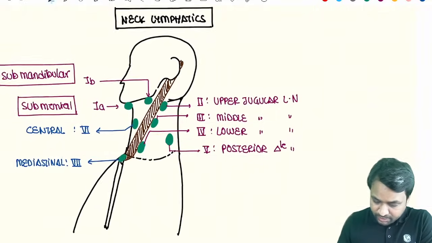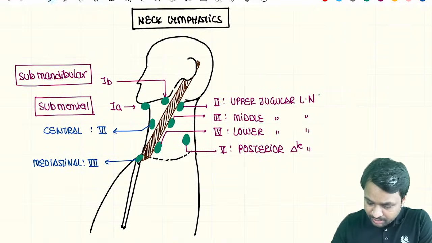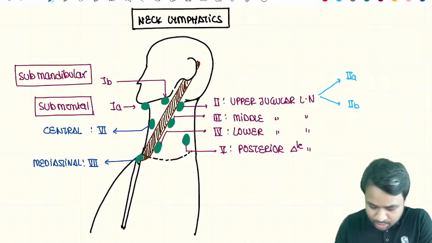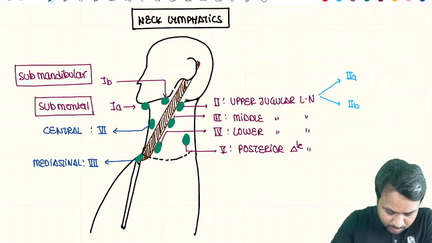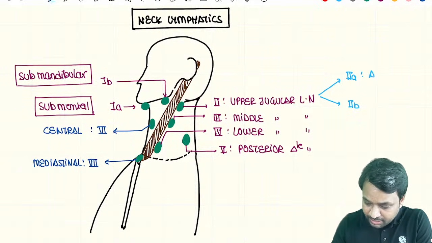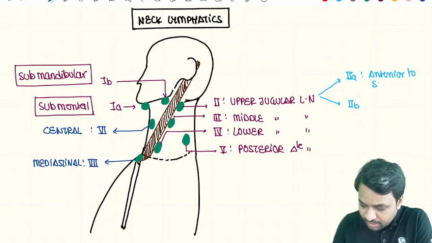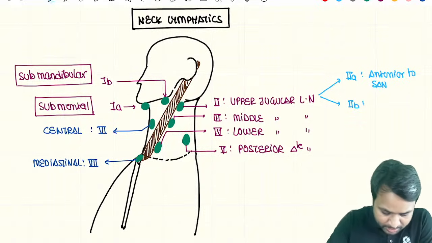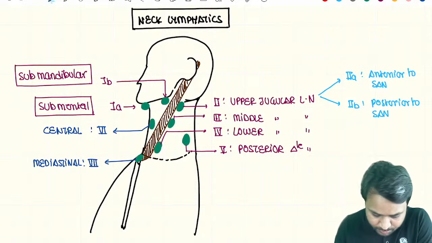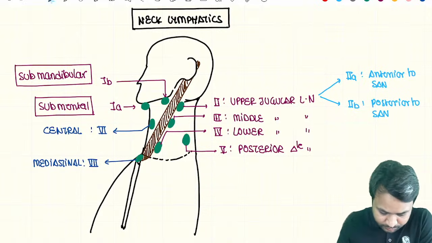Now the level 2 group of lymph nodes can be further divided into two subcategories, 2A and 2B. This division is on the basis of the spinal accessory nerve. 2A is present anterior to the spinal accessory nerve, and 2B is present posterior to the spinal accessory nerve.